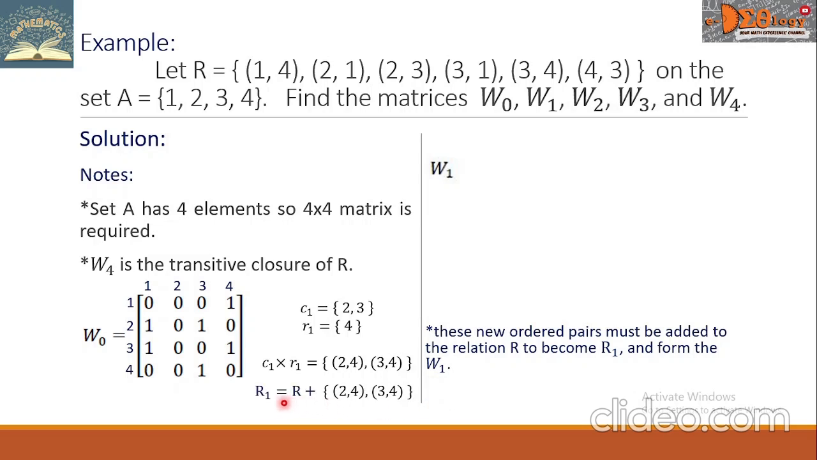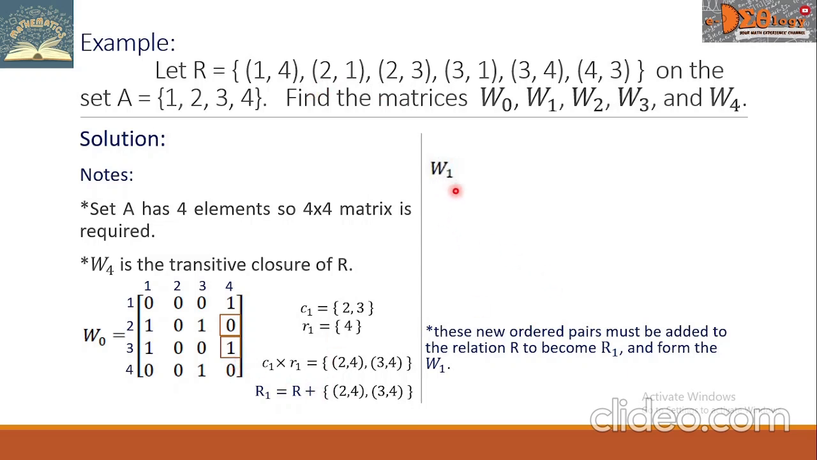Just to show, we can write R sub 1 equals the relation R, which is the given, plus the two new ordered pairs here. Let us identify the seats of these two ordered pairs. And these are the seats. We can see that one is 0, that corresponds to 2, 4. The other is 1, that corresponds to 3, 4. The number 1 here means that 3, 4 already exists in the relation R, while this 2, 4 is a new ordered pair to be added.